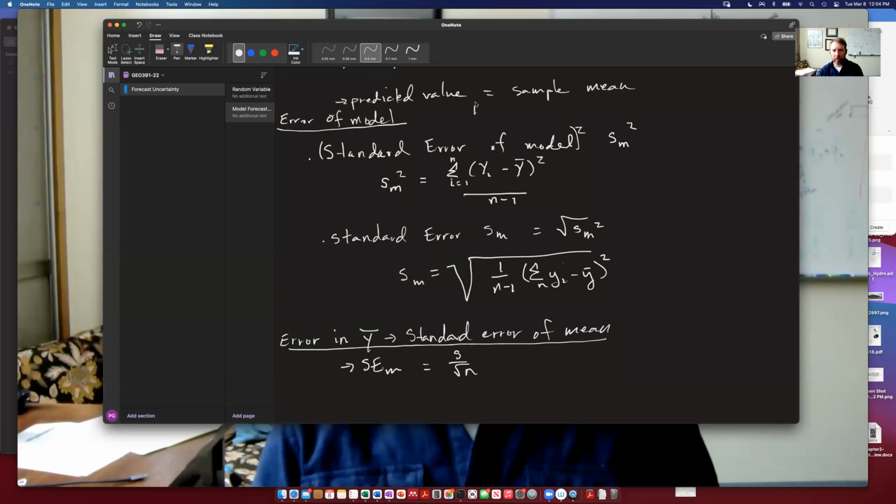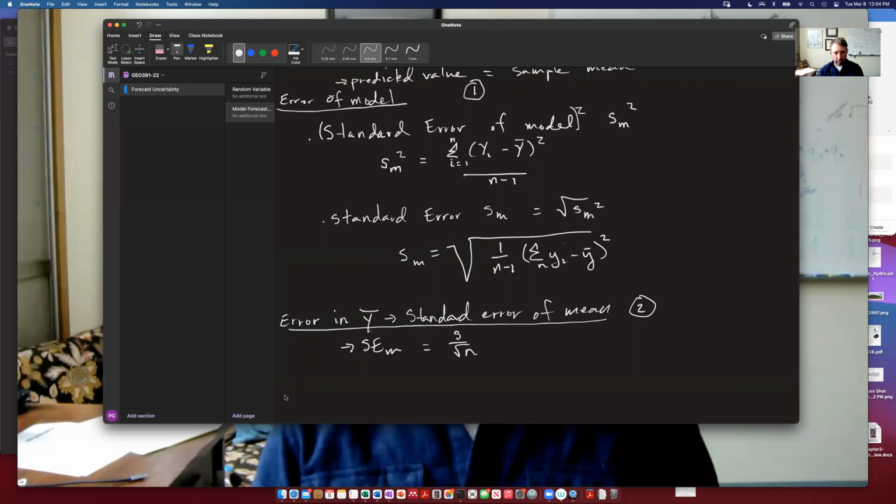So I have two sources of error in my forecast. One, the model's wrong, and two, I don't really even know the model, right? So when I want to figure out what the uncertainty is in my forecast, my error of my forecast has to include both of these uncertainties: the fact that my model's wrong, and the fact that I don't really know what the model is. And so I have to include those.